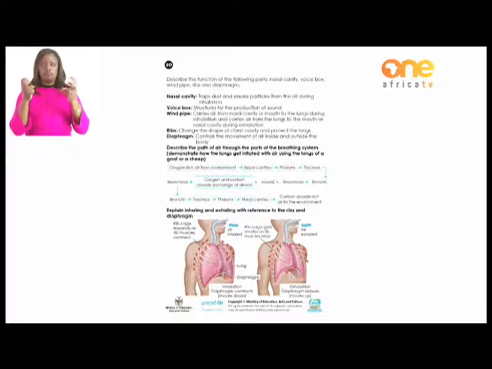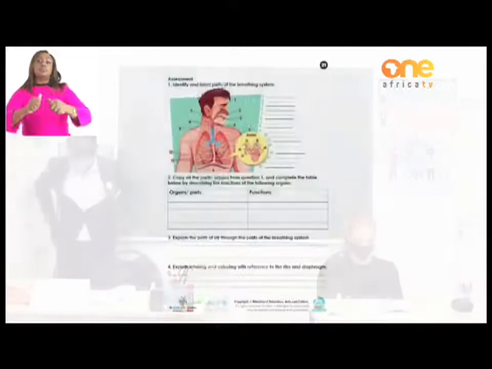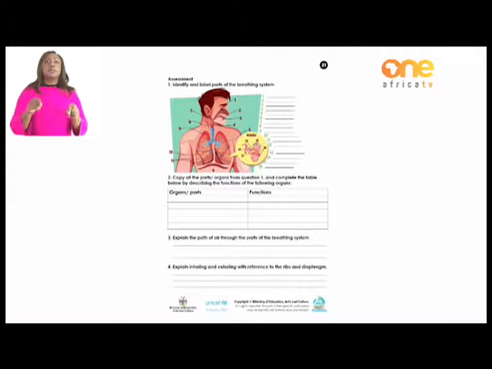So now we are moving to page 21, the assessment part. What do we want you to do for us to test your understanding? We want you to identify and label parts of the breathing system. We are having them 1 up to 16. We have looked at them already, all of them. We want you now to say, number 1, what is it? Number 2, what is it? Until number 16. That's question 1.